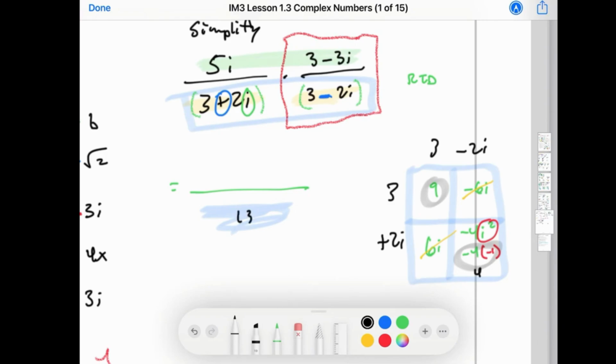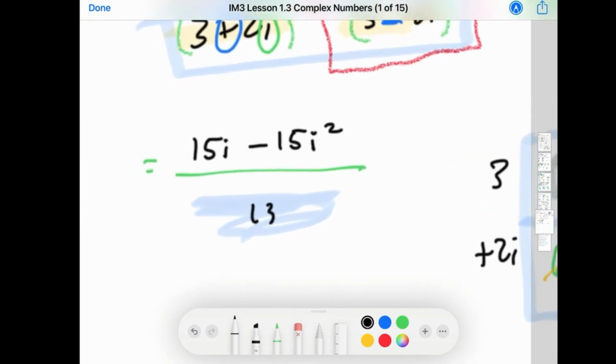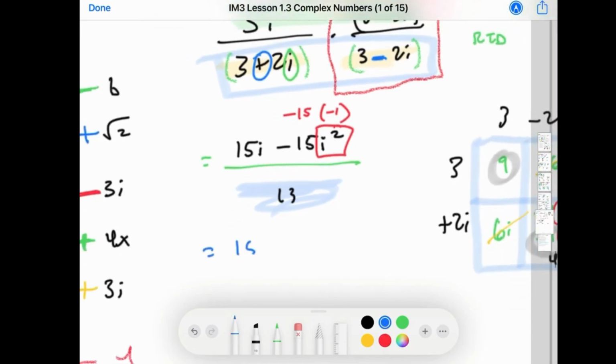In the green, we're going to have to distribute this 5i. So that'll become 15i minus 10i squared. And of course, we just did it: i squared equals negative 1. So that is negative 10 times negative 1. This will give us 15i plus, that becomes plus 10, over 13.